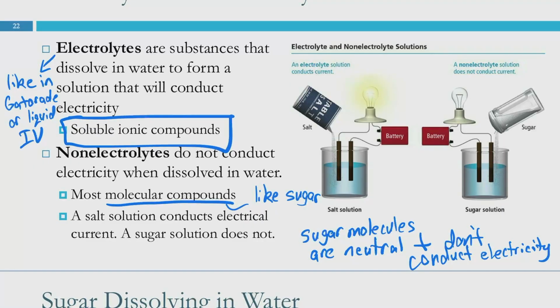So if you were to take some distilled water and add salt to it, you should be able to conduct electricity through the salt solution and power a light bulb with a battery. If you were to do the same thing with distilled water and sugar, you probably wouldn't get much, if any, electricity flowing through the water to complete the circuit to allow a light bulb to light up.